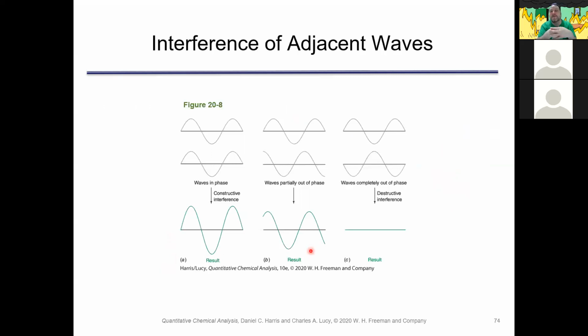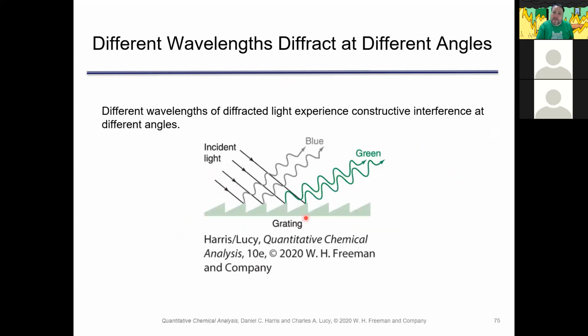theta. If your waves are next to each other, they can be in phase. That'll be constructive interference. If they're completely out of phase, it'll be completely destructive interference. And if they're kind of in phase and out of phase, you get something complicated in the middle. Different wavelengths of diffracted light are going to experience constructive interference at different angles. So as your incident light comes in, at one angle blue light will be constructive, and at another angle, green light will be constructive.